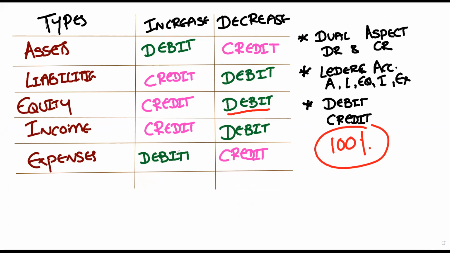Okay? So what is the double entry here? Equity decrease, debit; asset decrease, credit. Did you see? Asset decrease, credit. Debit and credit are always there. Let's record the transaction.